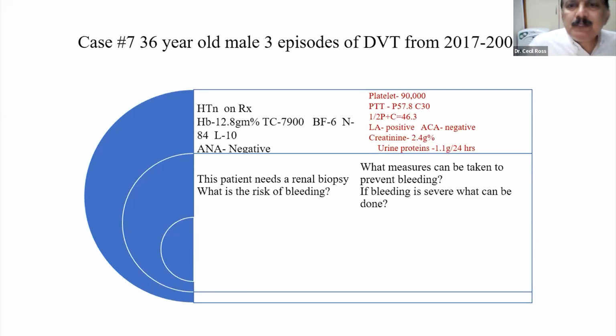PT is normal. PTT is prolonged. Platelet is normal. Lupus anticoagulant is positive. Anticardiolipin antibody is negative. Mild renal failure. Nephrotic range proteinuria. Some proteinuria. And the person needs renal biopsy.